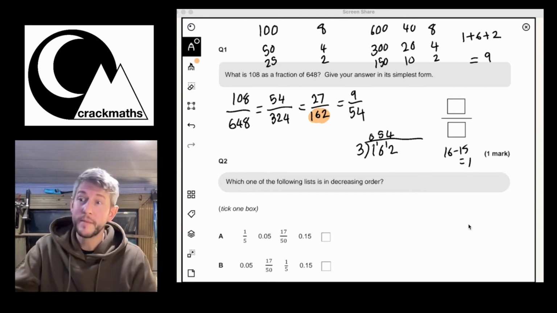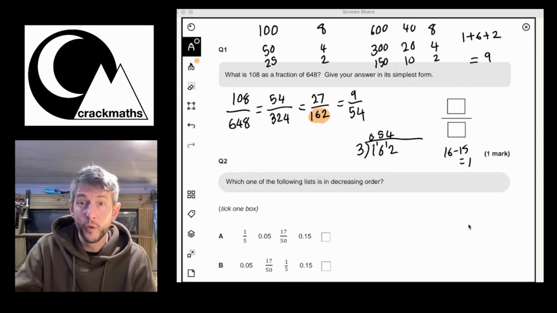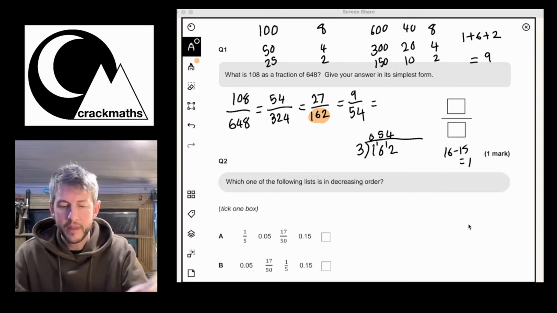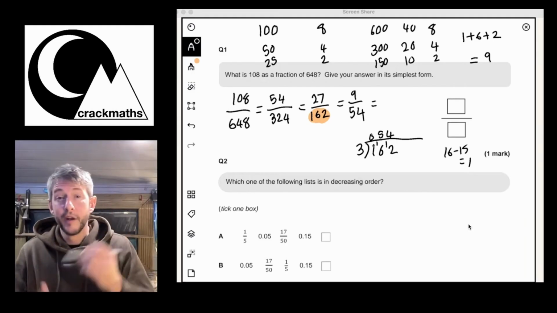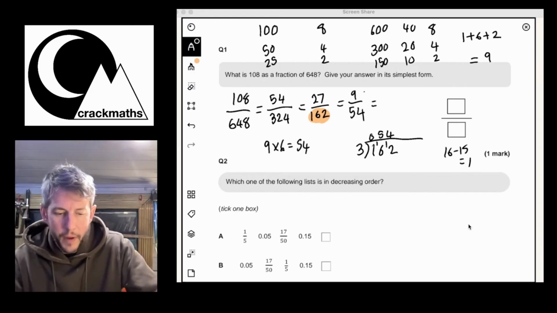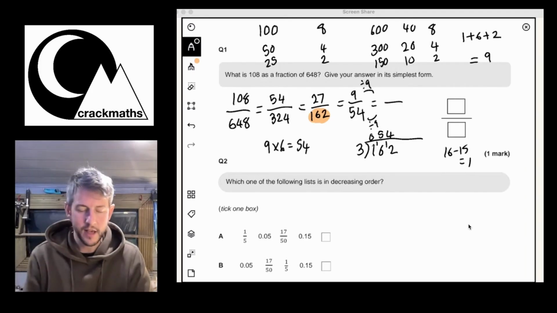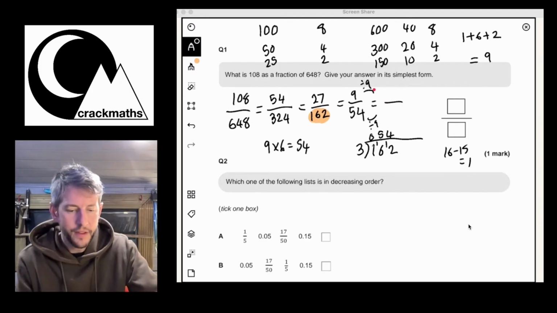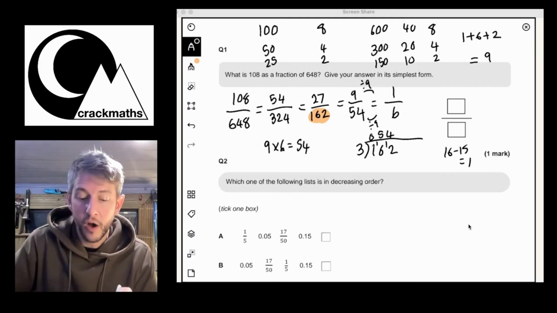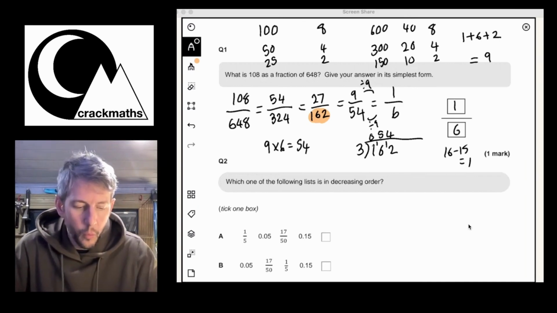Now, we've got to simplify again. I actually do know that both 9 and 54 are in the 9 times table. So I can divide both of these by 9. I know that 9 times 6 equals 54. So if I divide both of these by 9, this becomes 1 over 6. So to get 108 as a fraction of 648 in its simplest form, the answer will be 1 over 6.